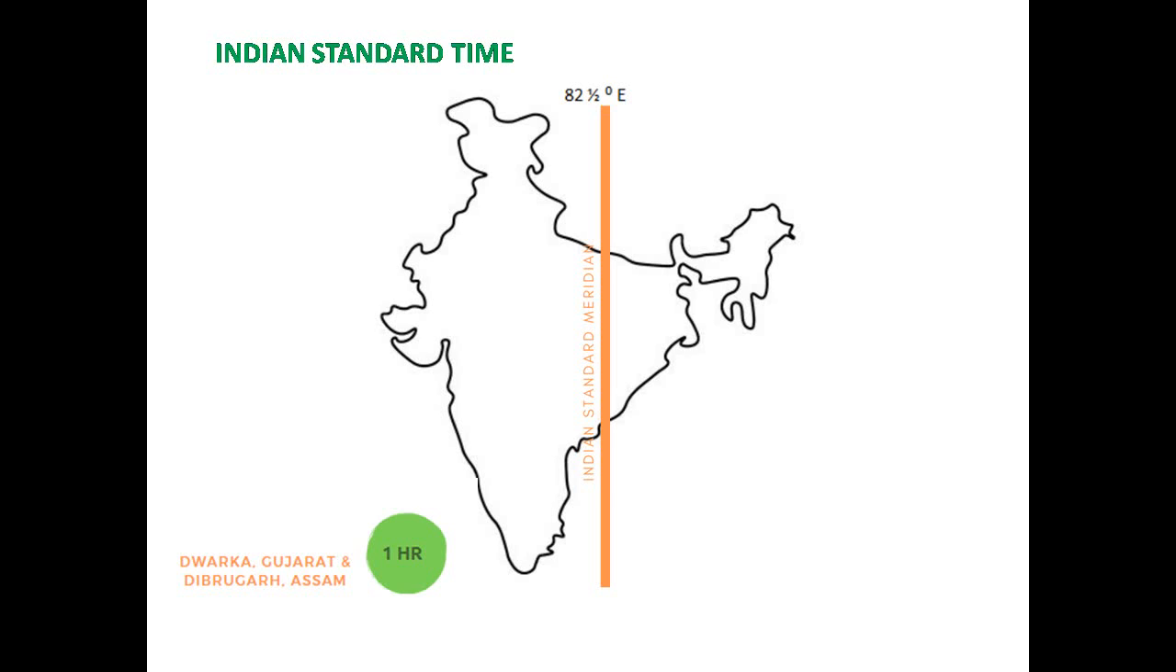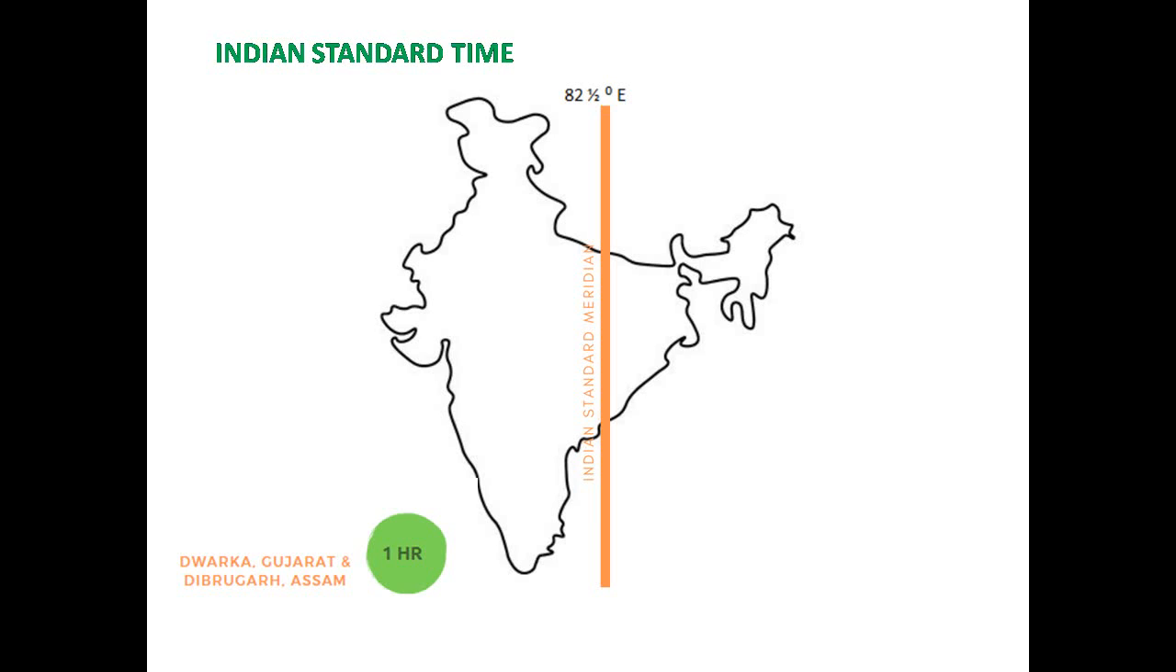So, we know Earth has time zones. Now, we see about the Indian time zone. We know local time varies from meridian to meridian. In India, there is a time difference of 1 hour 15 minutes between Dibrugarh, Assam and Dwarka, Gujarat. So we need to adopt a standard time for the whole country. So the longitudinal line at 82.5 degrees is taken as the standard meridian for the whole country. Indian local time is based on this meridian and we call it Indian Standard Time.